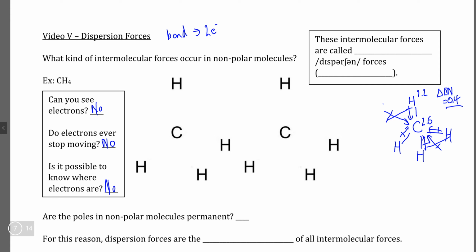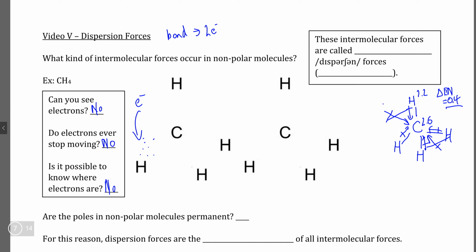Now, remember that one bond is two electrons, which means that among just the bonds of the carbon and the four hydrogens here, we have 8 electrons. So that can mean that 1, 2, 3, 4, 5, 6, 7, 8. That can mean that for at least a split second, all 8 electrons in all of these bonds can all be located here because, again, electrons never stop moving and it's impossible to know where electrons can be.